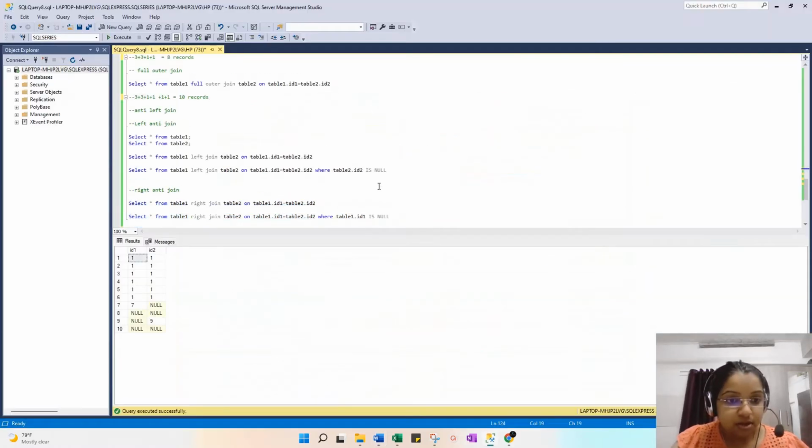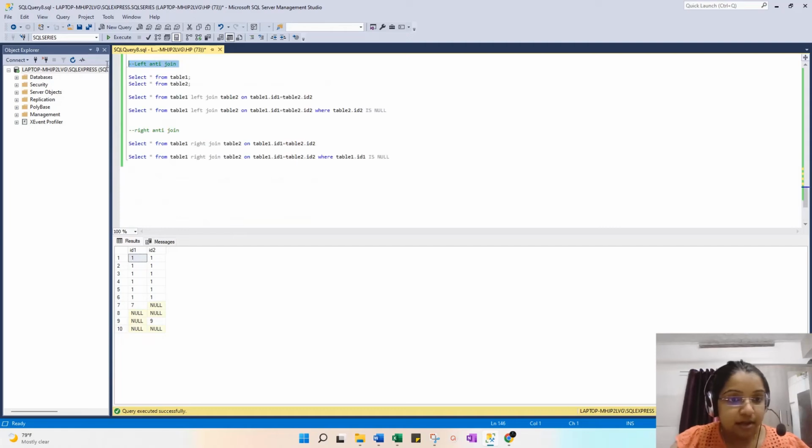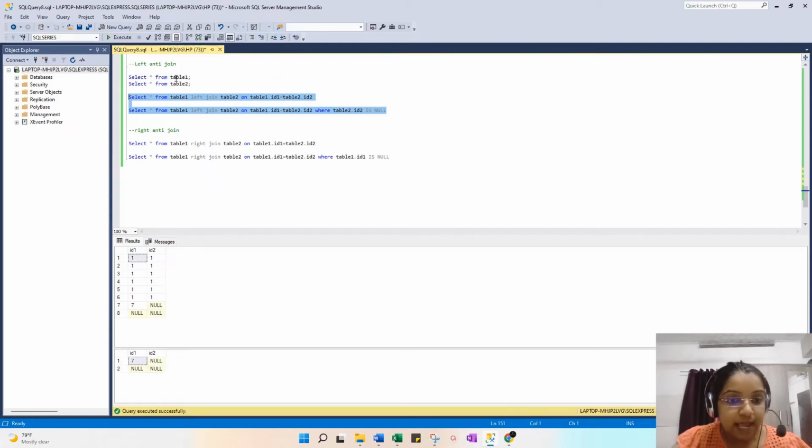I also put this query in the left anti-join and right anti-join sections, so you can try these queries here. This is the example of the left anti-join, and this is the example of the right anti-join. This is best suited for the case. Null is not considered in the join, and that is the reason null is coming here also.